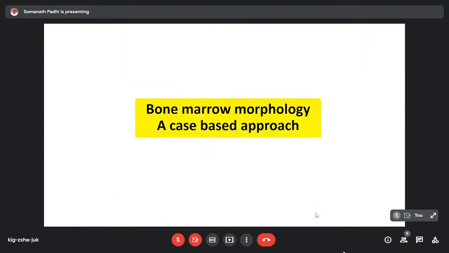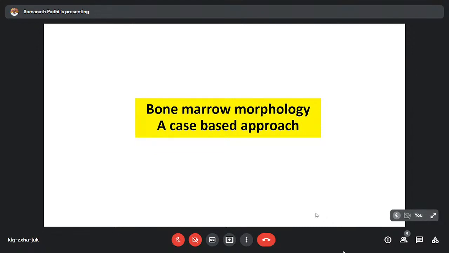Now, with this, we will move towards the bone marrow morphological approach. These are some of the cases which we have seen over the years in my previous institute, Pondicherry Institute of Medical Sciences, as well as at All India Institute of Medical Sciences, Bhubaneswar. Nearly 15 cases of HIV positive marrows we have done in both institutes.